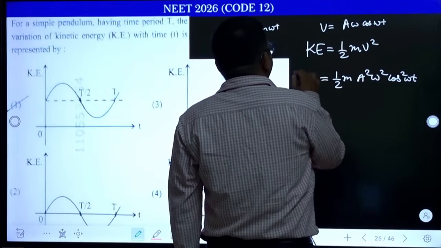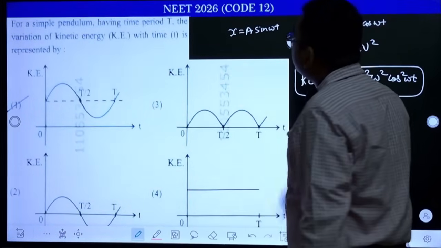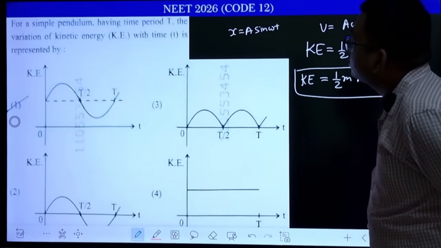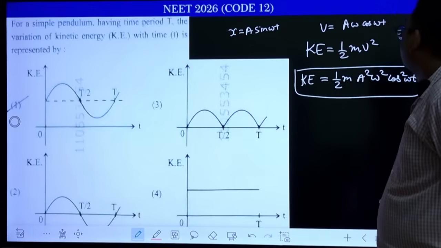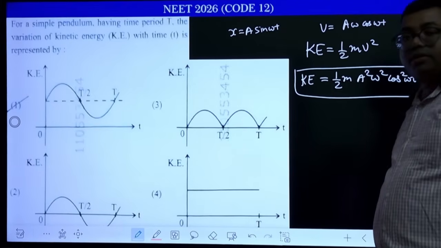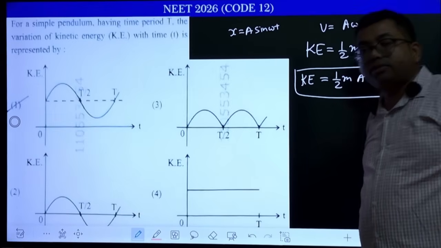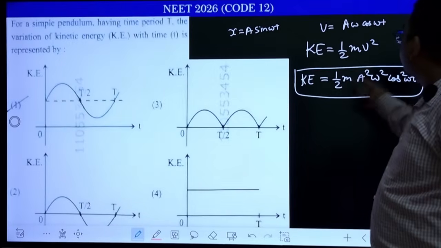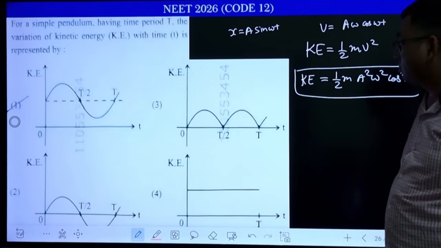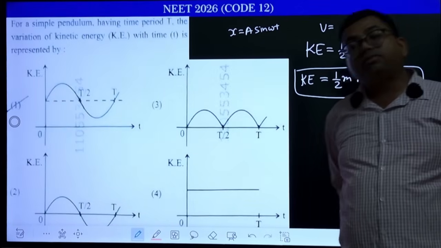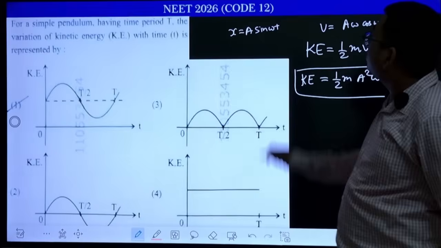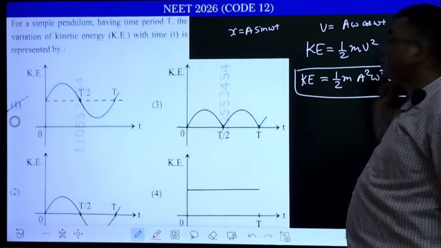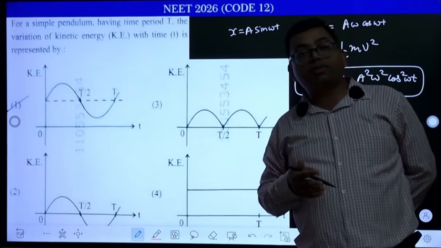It also depends on from where the body was released. So if I assume that the motion is happening from the mean position, then at time zero itself it is maximum kinetic energy. But if you study from the extreme position, then this graph itself will be a cos graph, then this will be a sine graph, then this will be a sine square graph. So it depends on from where you are studying.